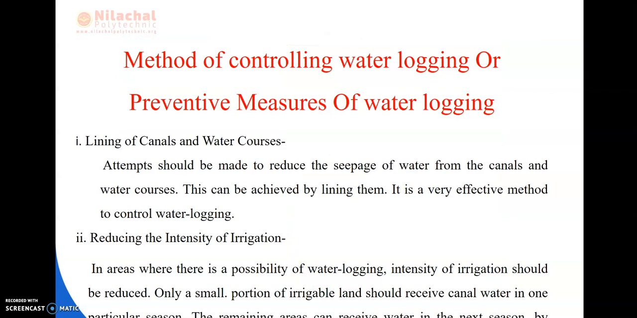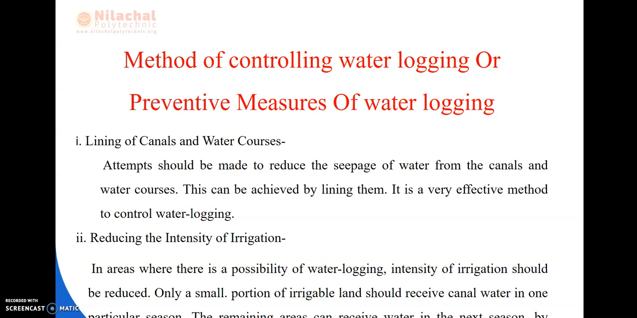So next, what are the methods of controlling the waterlogging or preventive measures of waterlogging? First is lining of canals and water courses. Attempt should be made to reduce the seepage of the water through the canals and water courses. This can be achieved by lining them. It is a very effective method to control the waterlogging.